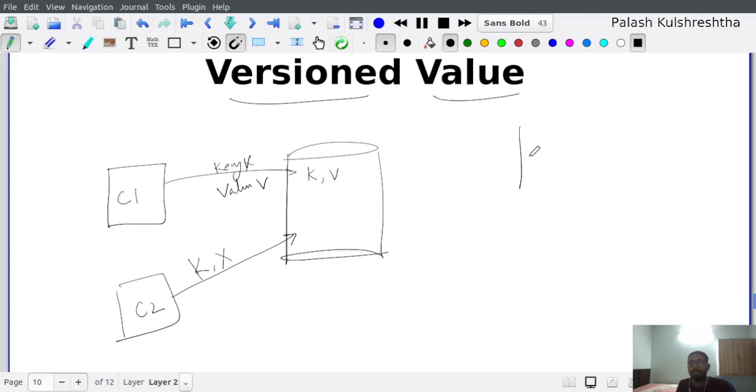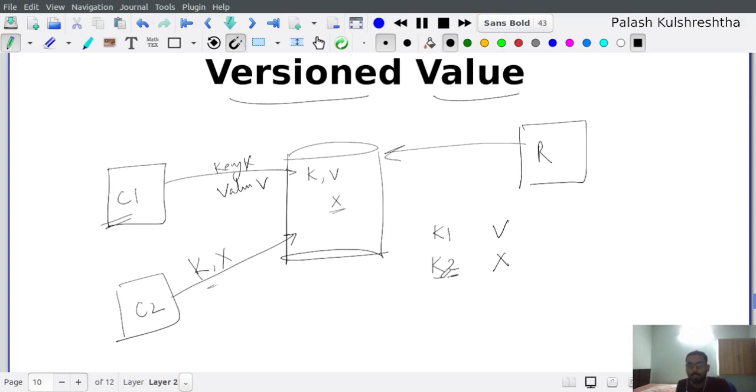Now another reader comes who wants to read the data that was written by client C1. That is not possible up till now because we were overwriting V with X. But what we do in the version value pattern is, instead of overwriting this data, we keep appending new values with our key. For example, we will create K1 with value V, and then when the new write comes, it is going to do K2 with value X.